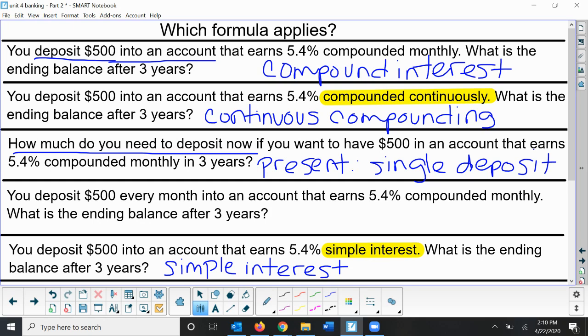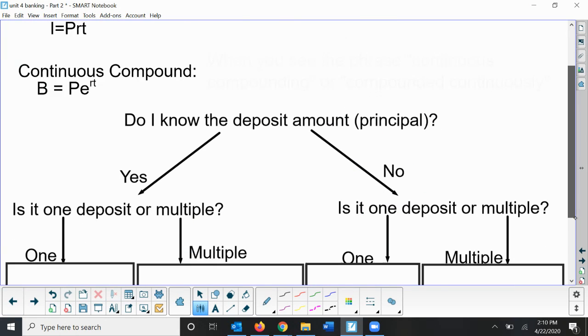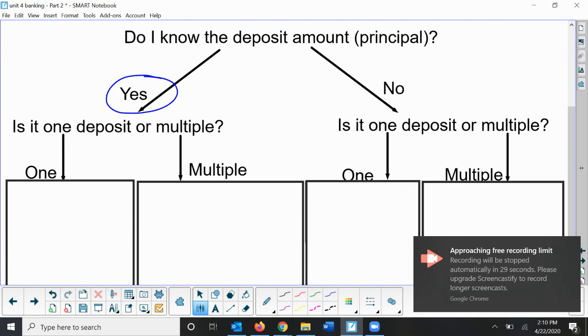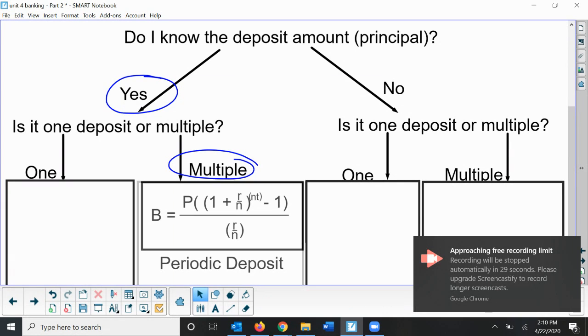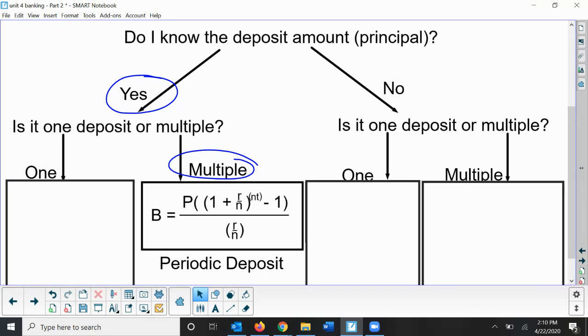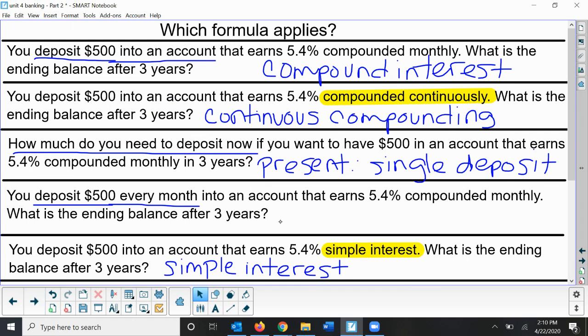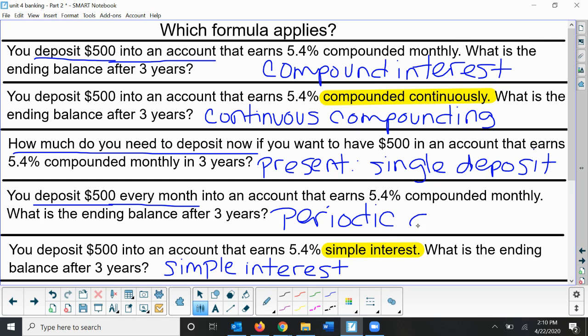And then I have my last one here for this set of examples. I deposit $500, so I know my deposit amount. That's the first question. You deposit $500 every month, so I know my deposit amount and I'm making those monthly deposits. So first, the deposit amount, yes, and it is multiple deposits. Therefore, this one is a periodic deposit. And there we go, that's our 5 equations we've done so far.